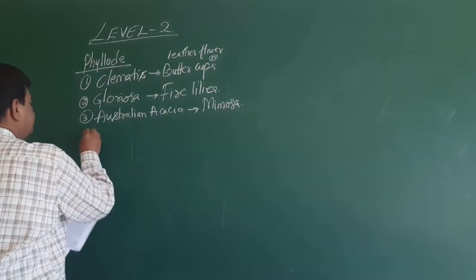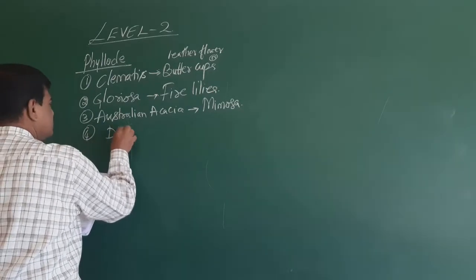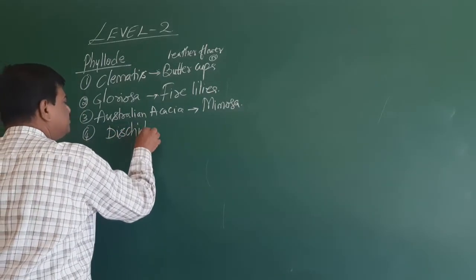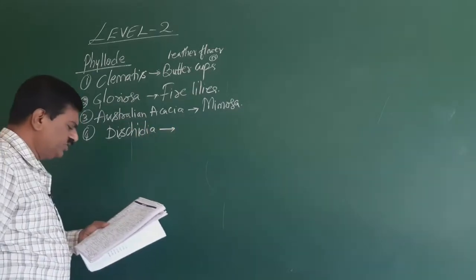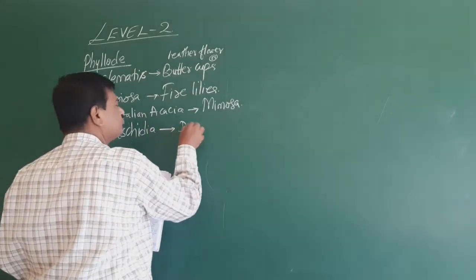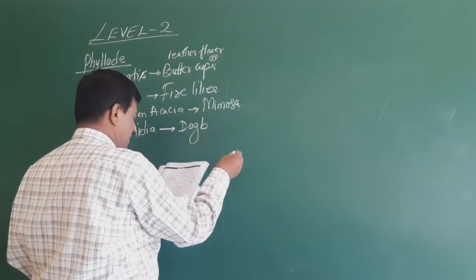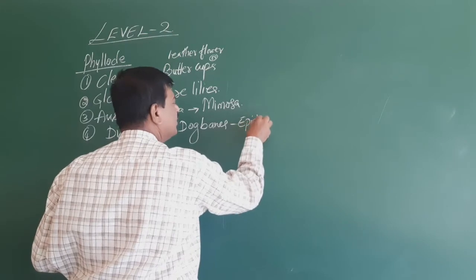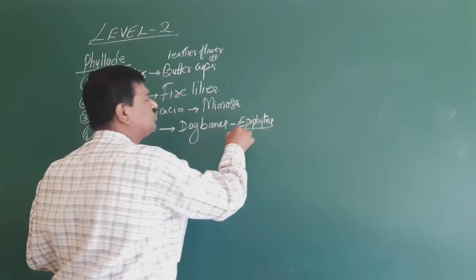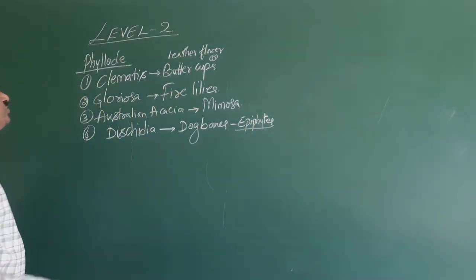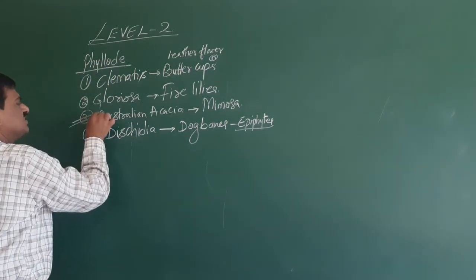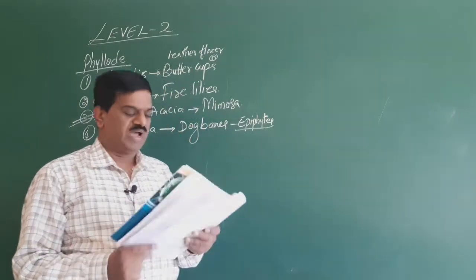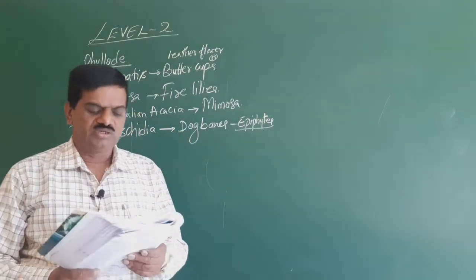And the fourth one is called Dendrophthoe. So, this is called as dog bands, an epiphytic plant. It is one of the epiphytes, which grows on other plants. So, here phyllodes are called as Australian acacia. So, this is called mimosa. So, we go for the fourth question.